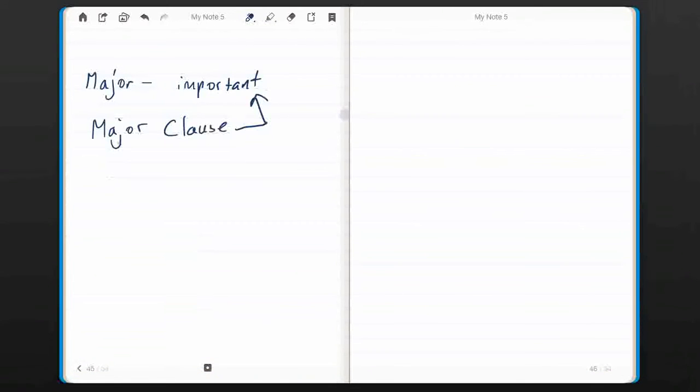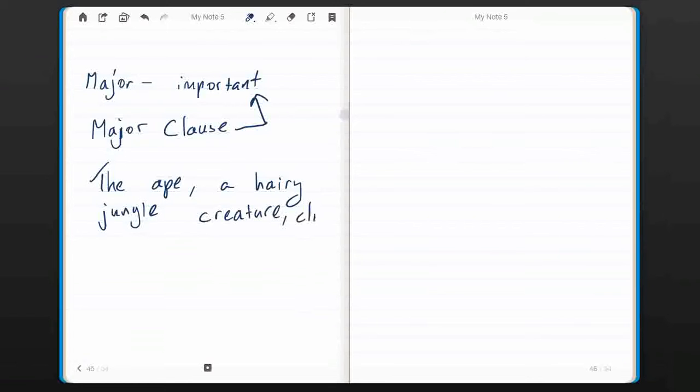Okay, and you can remember this as well because without the major clause in a sentence, the sentence just doesn't make sense. Okay, so this is an example. The ape, a hairy jungle creature, climbed a tree. So, what do you think the major clause is?